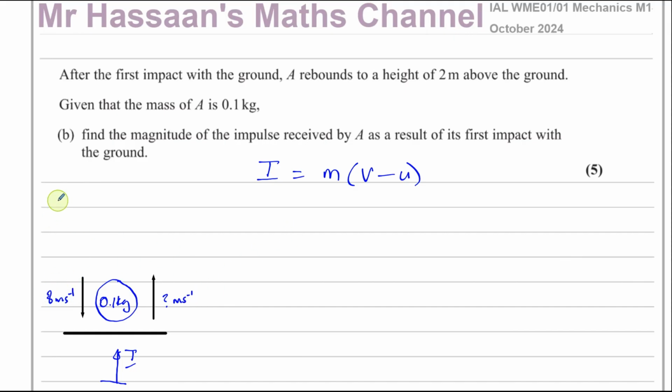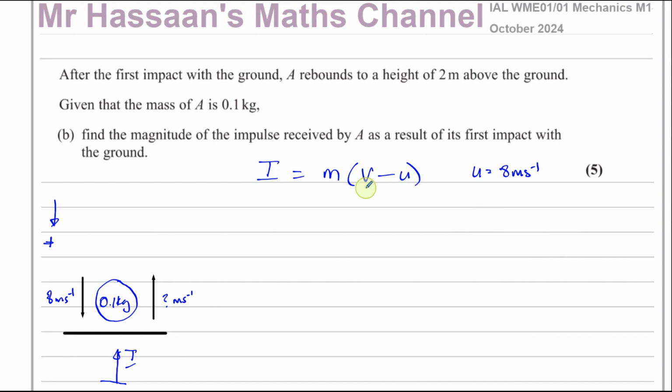Now I'm going to take, in this case, down as positive. Why am I taking down as positive? Because initially it's moving down. Well, you have to have your direction sorted out. It doesn't matter if you take up or down. I'm just sticking to my own convention that I use in all mechanics problems, that the direction that something is initially moving is the direction that you take as positive. That's how I like to deal with things. So I will take down as positive in this section where I'm finding the impulse. So in that case, I know the value of u is 8 meters per second, and I'm going to take it as positive.